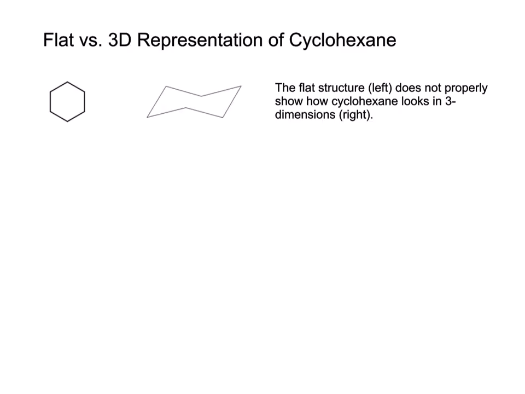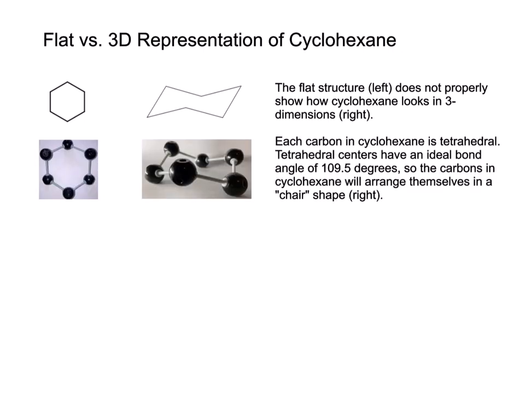On the left, I have a flat representation of cyclohexane. There's an issue with the flat structure. It does not represent how cyclohexane actually looks in three dimensions, like we have on the right. Each carbon in cyclohexane is supposed to be tetrahedral, and tetrahedral centers have an ideal bond angle of 109.5 degrees. So the carbons have to rearrange themselves in this chair shape that we have on the right.